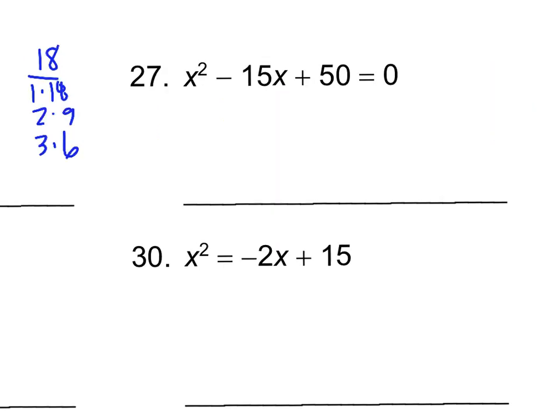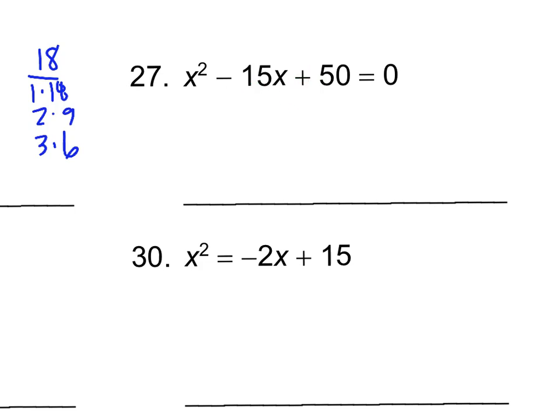Number 27. Is it in standard form? Yes, it is. Is there a GCF? No, there is not. Is there two terms? No. Is it a perfect square? No. So we're going to need to find the numbers that multiply to be 50, but when you add them, because this is adding, you get 15.